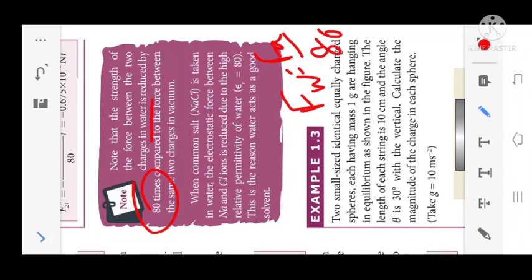When common salt, NaCl, is taken in water, the electrostatic force between the Na and chlorine ions is reduced due to the relative permittivity of water, because the relative permittivity of water is 80. So that's why water acts as a good solvent: there is no strong force, so the molecular bonds are broken. Okay students, next we will see example 1.3.